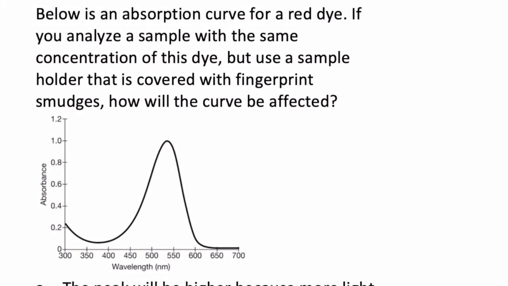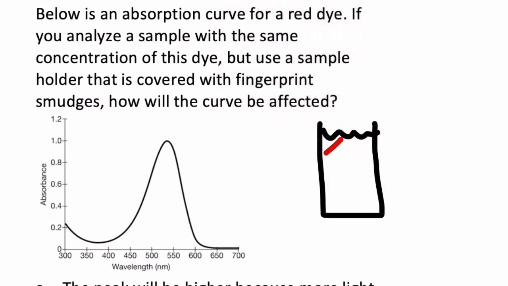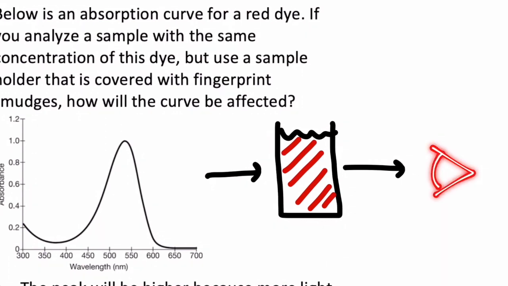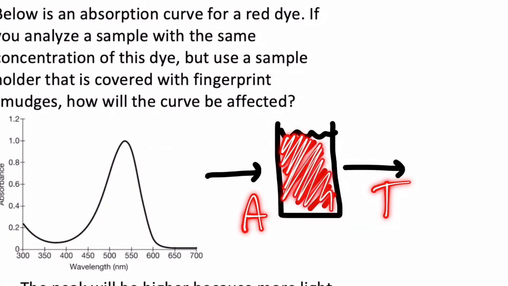Okay, next question. Below is an absorption curve for a red dye, and we analyze it with the same concentration, but the sample holder is covered with fingerprints. How will the curve be affected? Well, let's think about what's going on. So here's some sample that's holding some amount of a red dye. And how this works is you measure how much light is absorbed by the solution and you see what comes out. You actually observe what's called the transmittance, which is inversely related to the absorbance. And you can turn one into the other, and that tells us how much light is being absorbed.